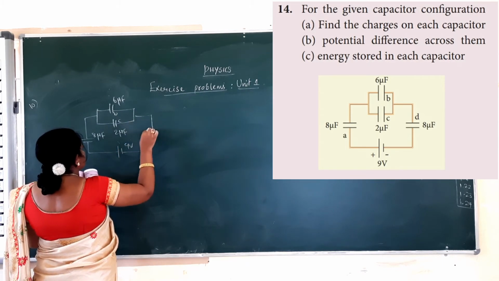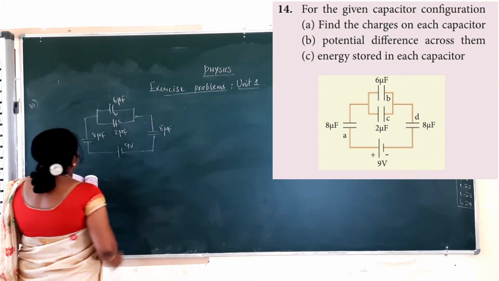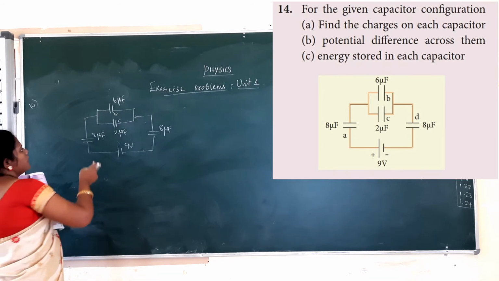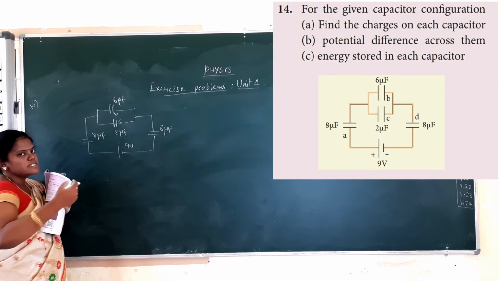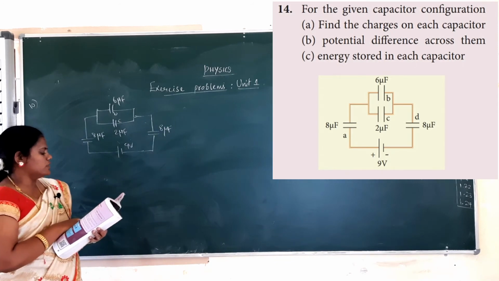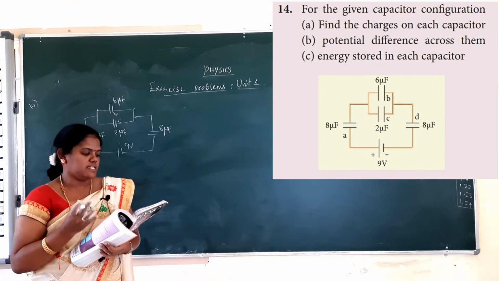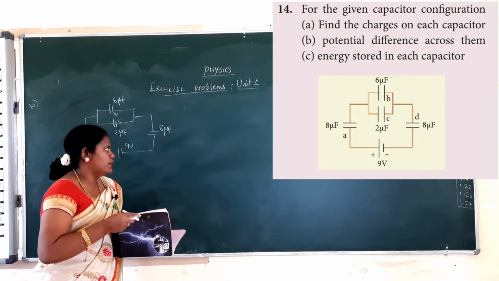Okay, this is the given diagram. Two capacitors will be connected in parallel, and then the third capacitor we will find out, and the three capacitors will be connected in series, and then the voltage is 9 volt. In this problem we will find the charges on each capacitor, the potential difference across them, and the energy stored in each capacitor. How will you find out?